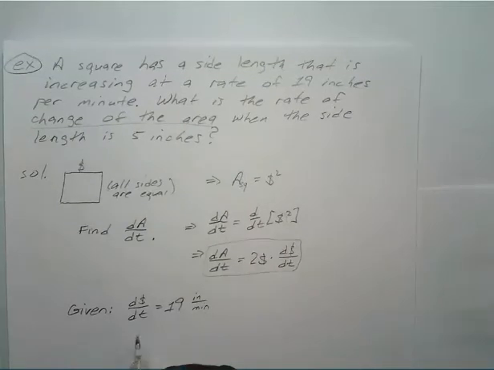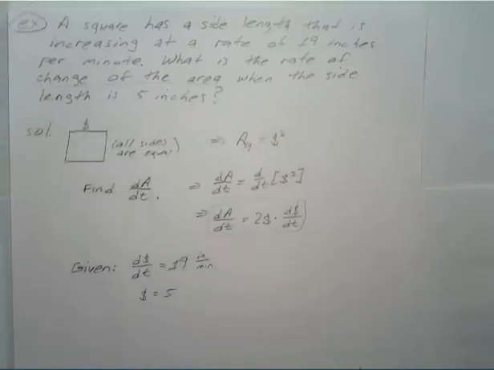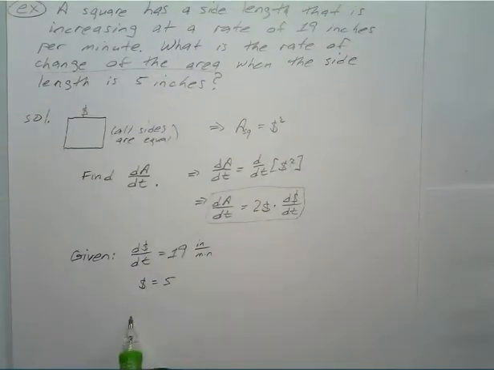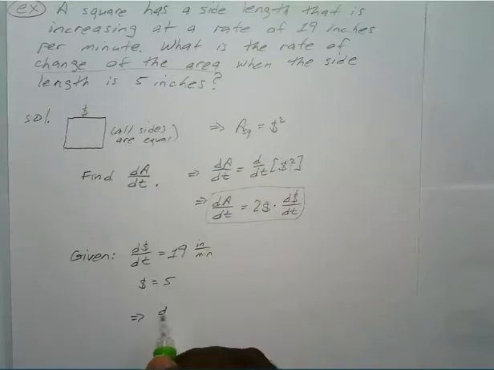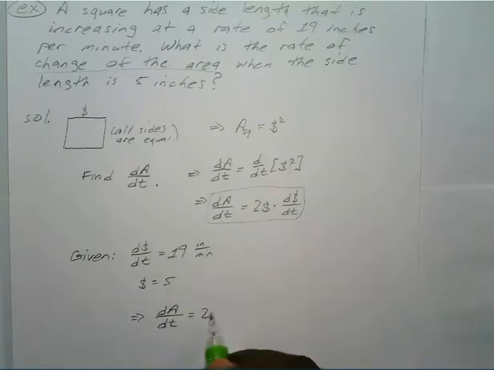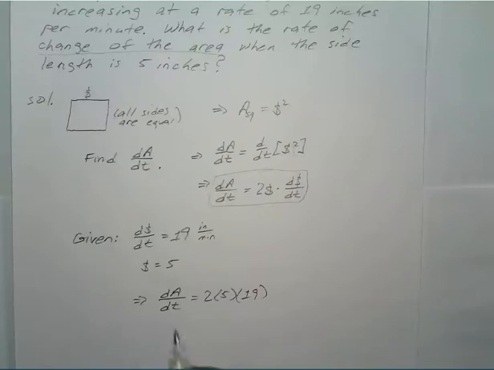And what else do we know? We know that our side is equal to 5 inches when we want to know the rate of change of the area. So we just go ahead and plug those in. So the derivative of the area with respect to time is equal to 2 times your S, which is 5, times your ds/dt, which is 19. Okay, so we know that the rate of change of the area with respect to time is equal to 190 inches per minute.